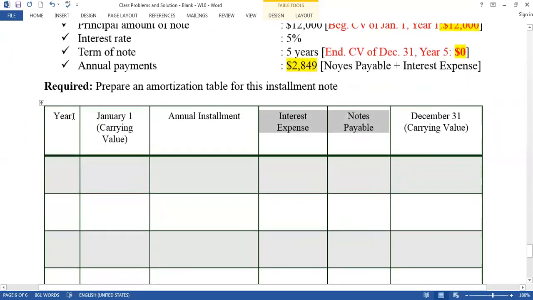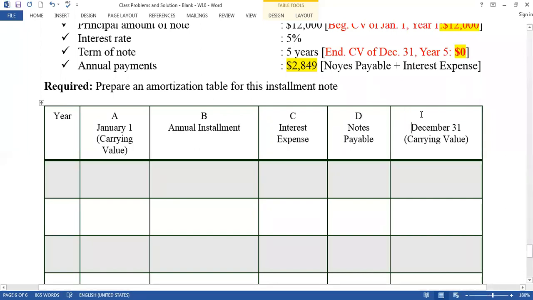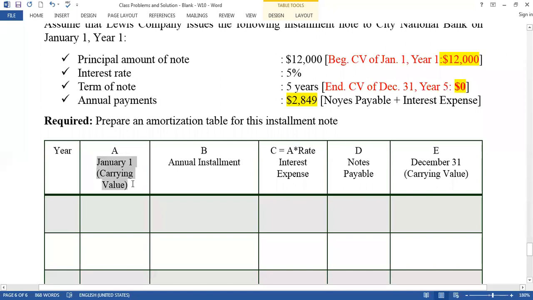Now, how to find this? I told you that if you want to solve this question easily, make some ABCDE numbers. A is the beginning carrying value. B is the annual installment payment. C is the interest expense. D is the notes payable. And E is the ending carrying value of the note every year. We have a formula to calculate C: C equals A times rate. A is the beginning carrying value, and the rate here is 5%.